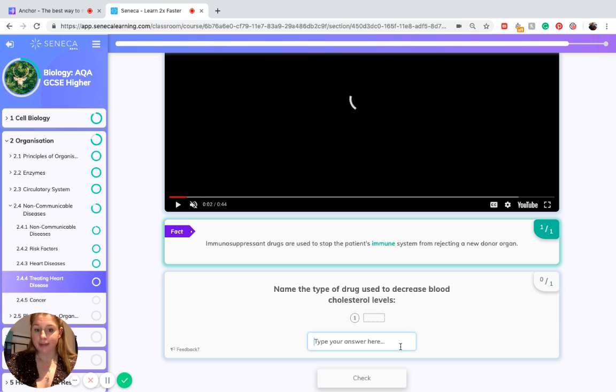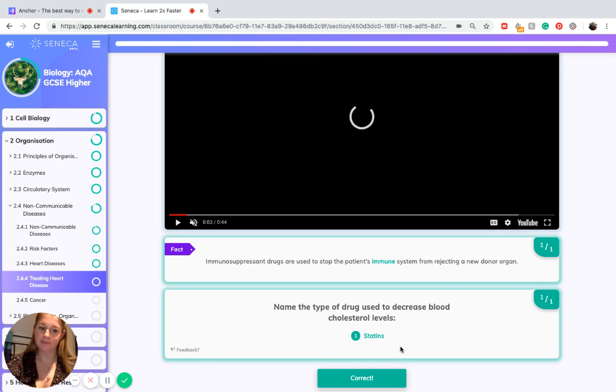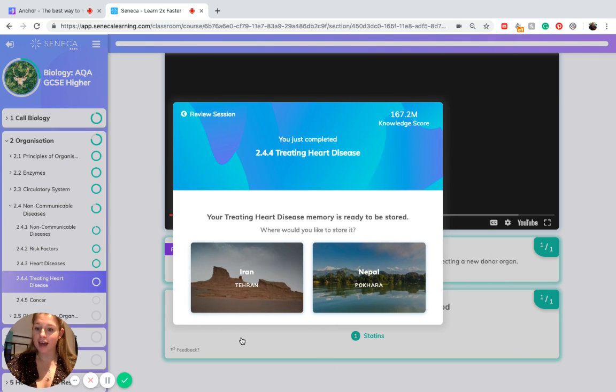So let's just recap on that type of drug which is used to decrease blood cholesterol levels. This is statins. So that's everything for treating heart disease.